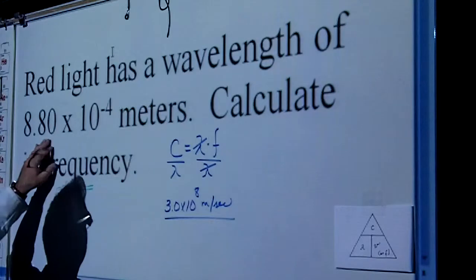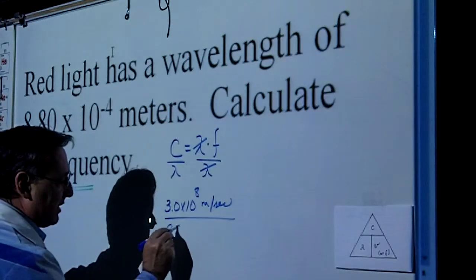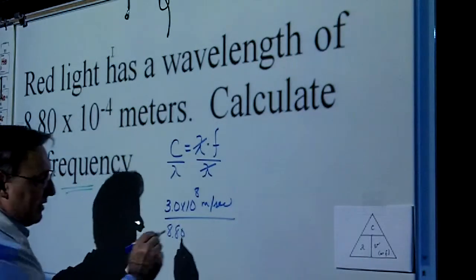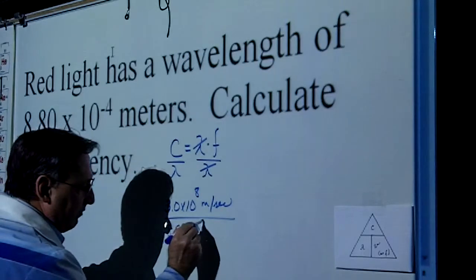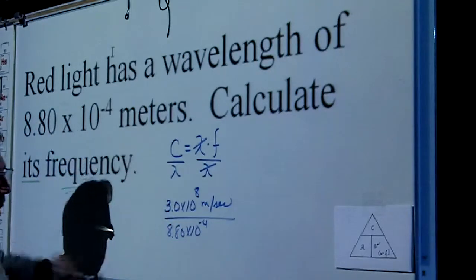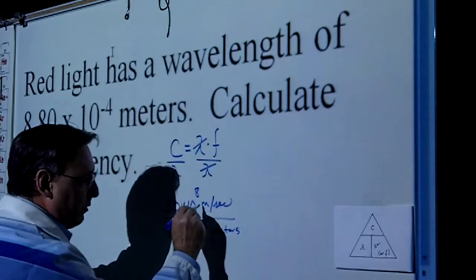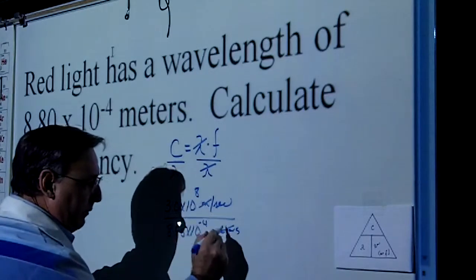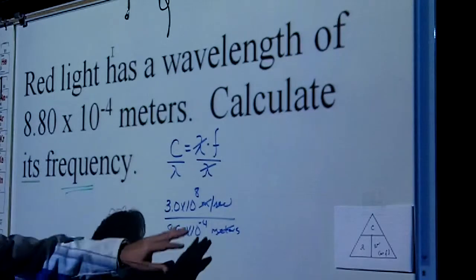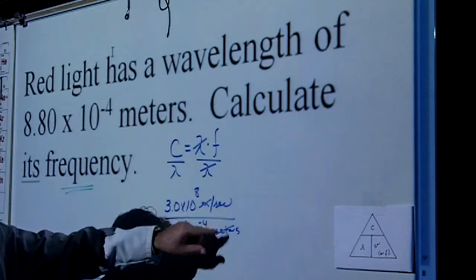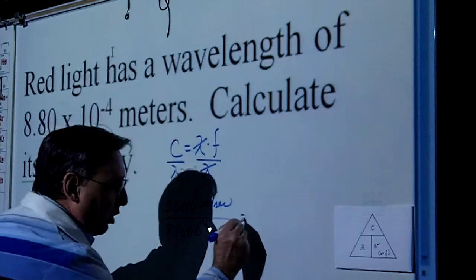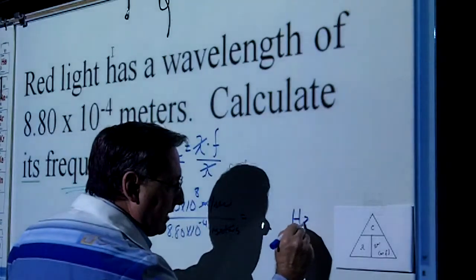They tell me that the wavelength is 8.80 times 10 to the negative 4, and that's in meters. So I'll put meters right here. Let's talk a little bit about units. Remember, meters on top and meters on bottom are going to cancel, leaving me with 1 per second. That unit is called a hertz. So I'll put hertz right there.